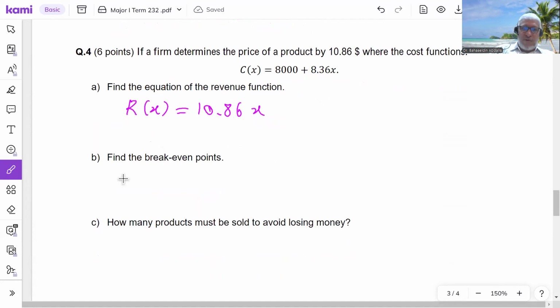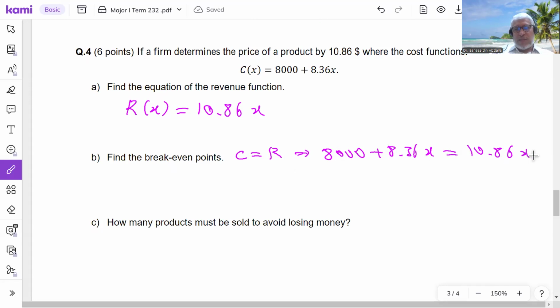Find the break-even point. Well, I have the cost function. I have the revenue function. To find the break-even, I just should put the cost equals to the revenue. So I'll have 8,000 plus 8.36x equals the revenue, which is 10.86x. This is a linear function.